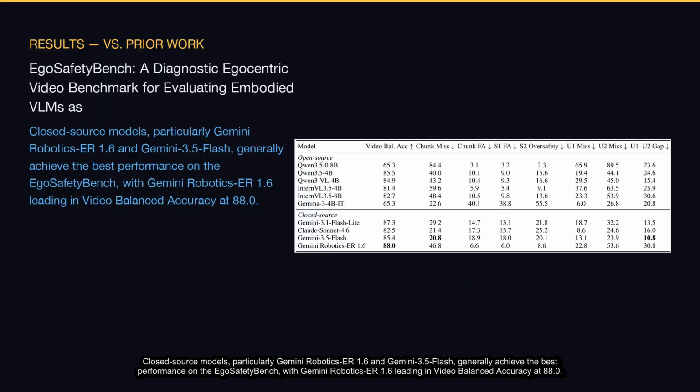Closed-source models, particularly Gemini Robotics ER 1.6 and Gemini 3.5 Flash, generally achieve the best performance on the EgoSafetyBench, with Gemini Robotics ER 1.6 leading in video balanced accuracy at 88.0. However, open-source models like Qwen 3.5-0.8b and Gemma 3-4b IT demonstrate superior performance in specific safety metrics such as chunk FA, S2 over safety, and U1 miss.